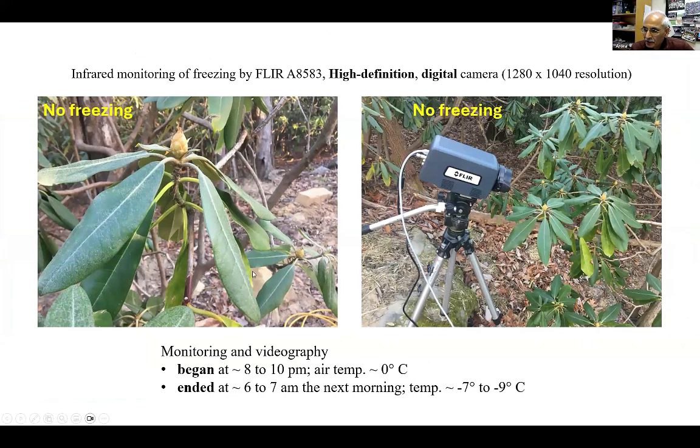Just a quick setup of this study. Essentially, these are the video cameras that were mounted on these stands.